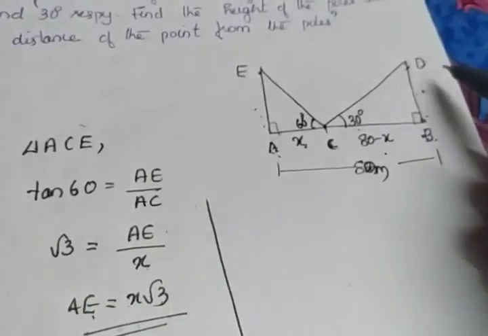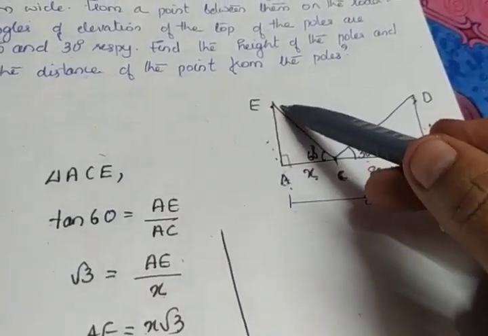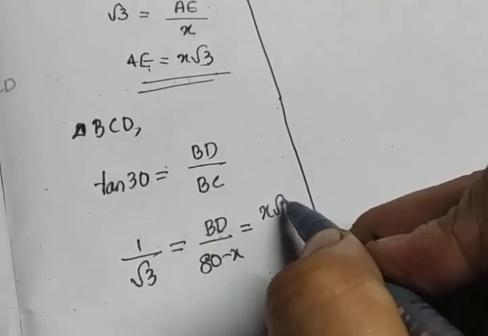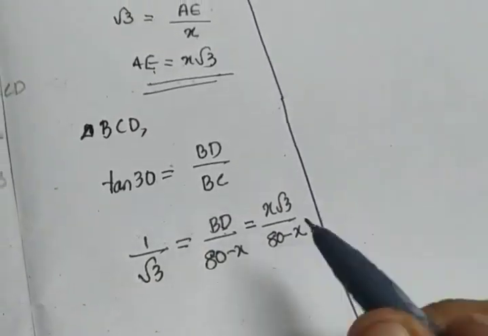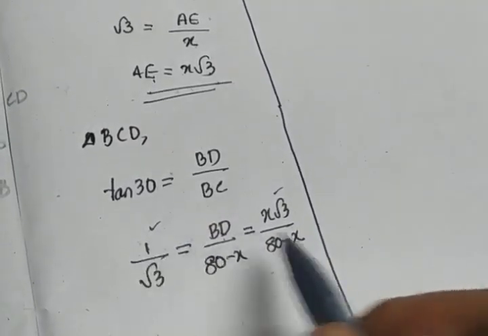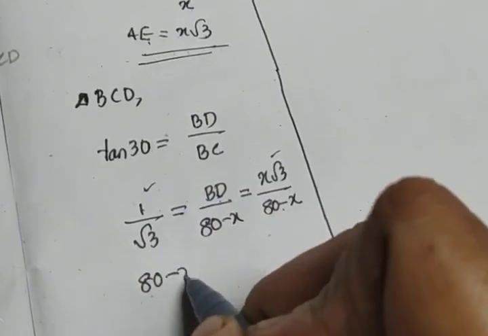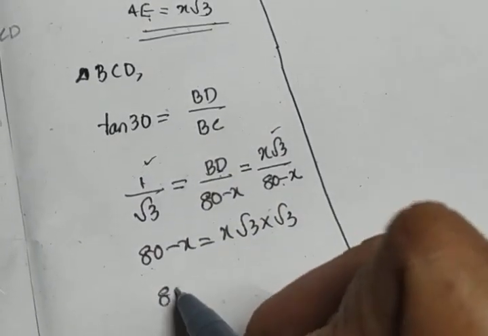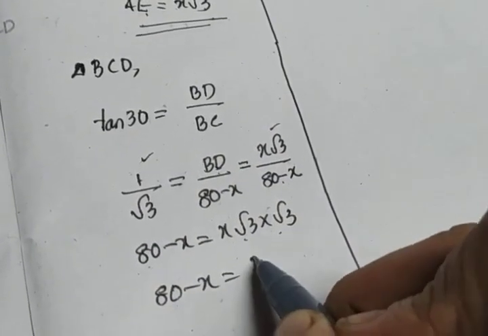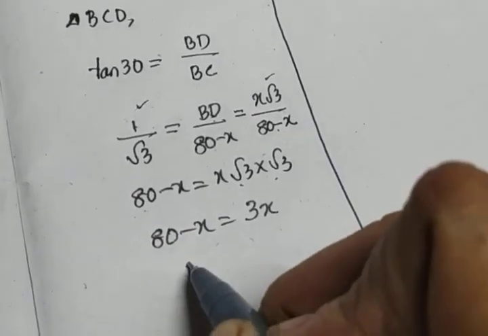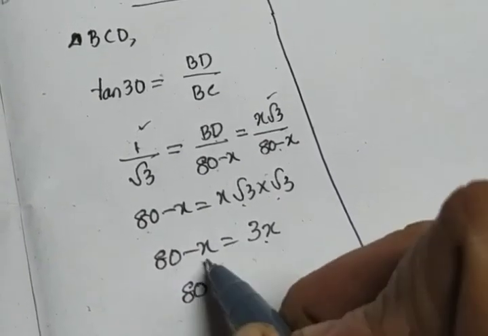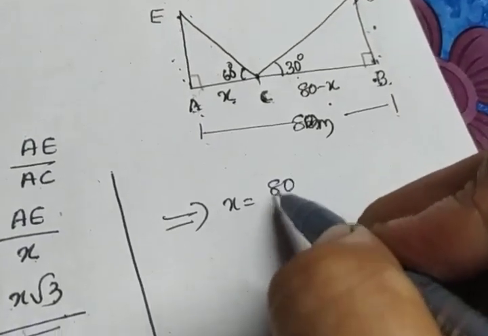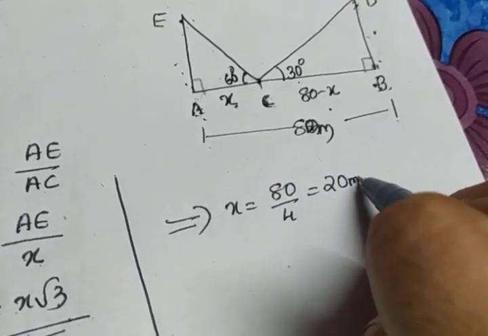Instead of BD, actually we can substitute AE. And we got AE from the first one. So instead of BD, I am going to substitute X root 3 by 80 minus x. Then cross multiply these two. So what we get is 1 into 80 minus x is 80 minus x equal to x root 3 into root 3. Okay. So 80 minus x is equal to root 3 into root 3 gives you 3x. Take this minus x to the right side. So we are getting 80 is equal to 3x plus x gives you 4x. And we are getting x as 80 divided by 4, which gives you the value 20 meters.